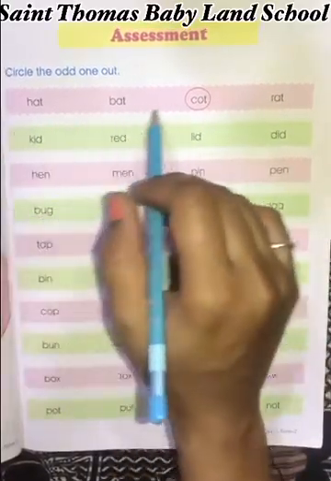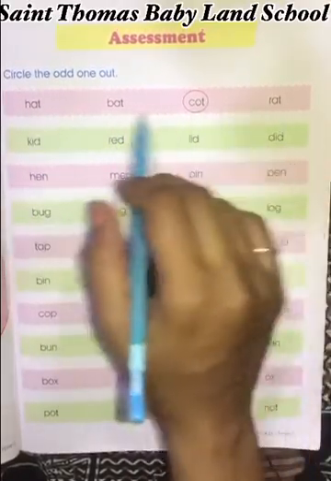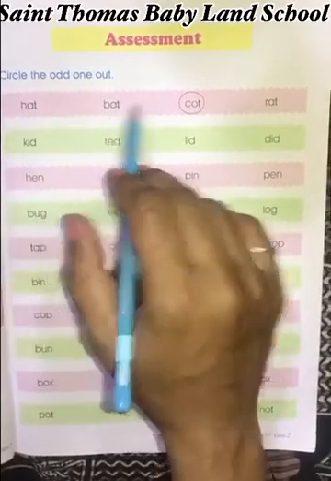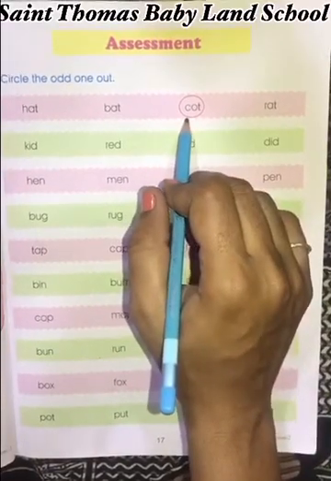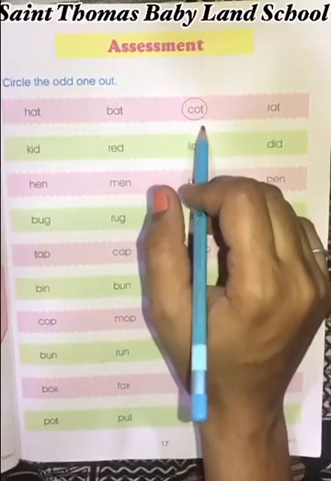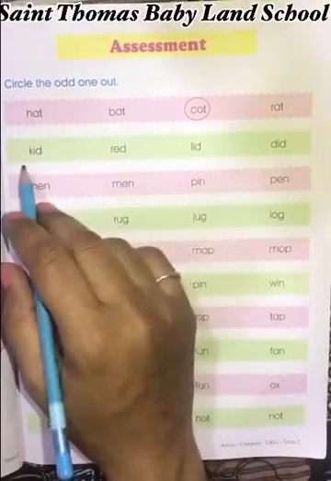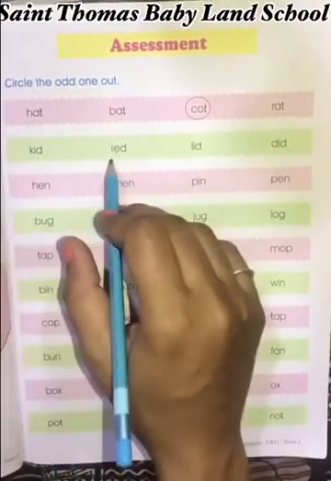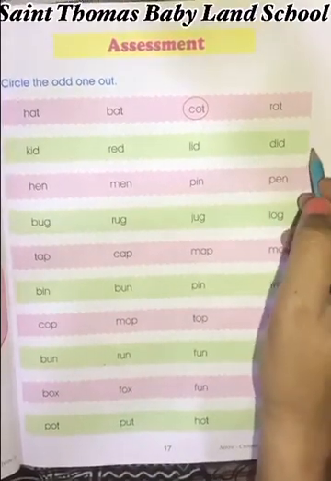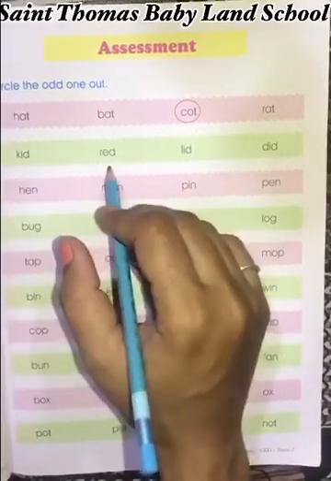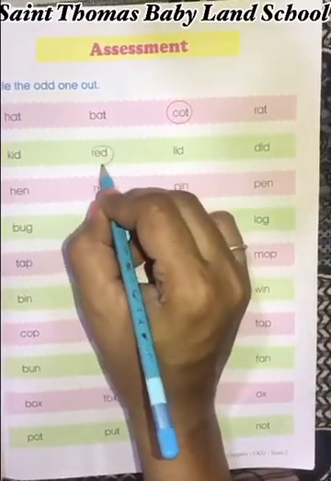So which word is odd one? Hat, bat, cot, rat. These 3 words are same sounding words. 1, 2 and 3. These 3 words are same sounding words. And this is the odd one out. So this one is already complete. Now next, in these 4 words, we have to circle the odd one. K-I-D, kid. R-E-D, red. L-I-D, lid. D-I-D, did. So in which word we have to circle? Kid, red, lid or did? This word, right? This word is odd word.